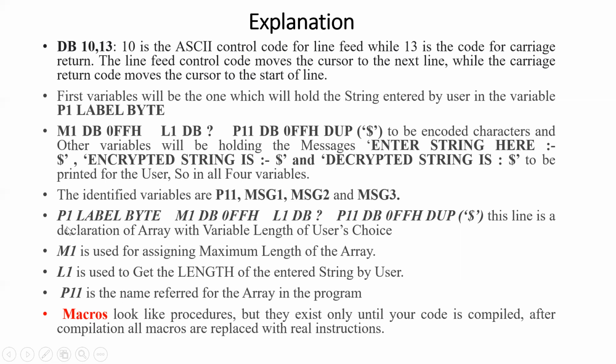Then P1 label byte, M1 DB offset, L1 DB, P11 DB. These lines are used for declaring an array with variable length of the user's choice. So what exactly does it indicate? It means whatever word the user is entering. For example, the user enters Nayan, Nayan.